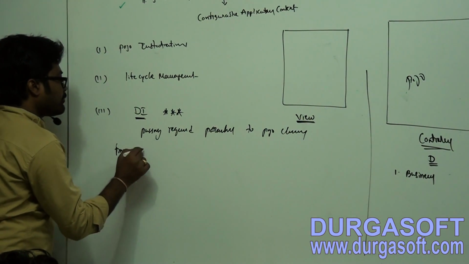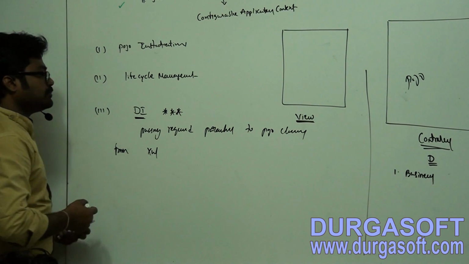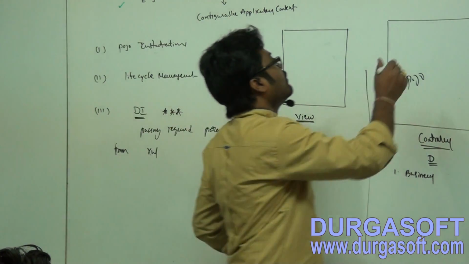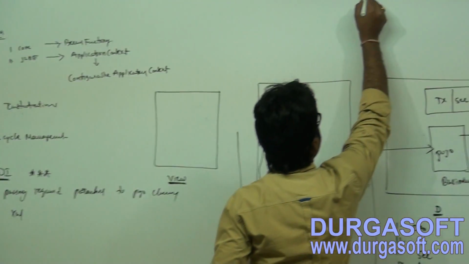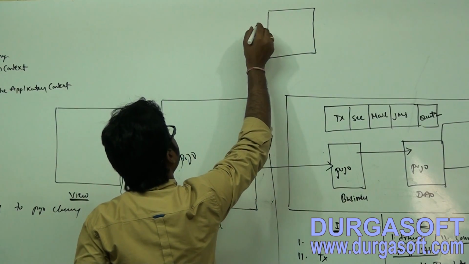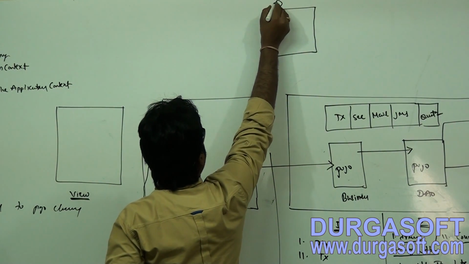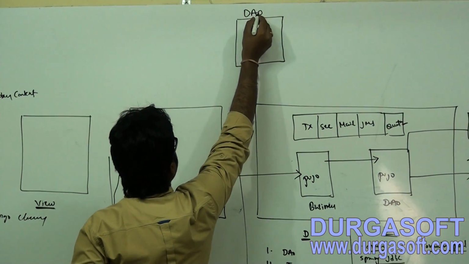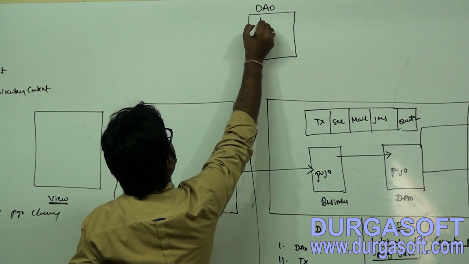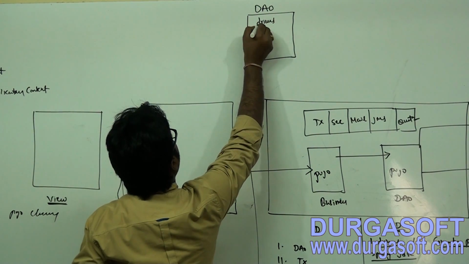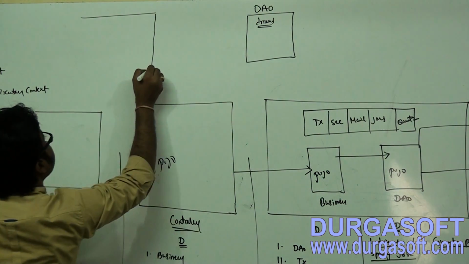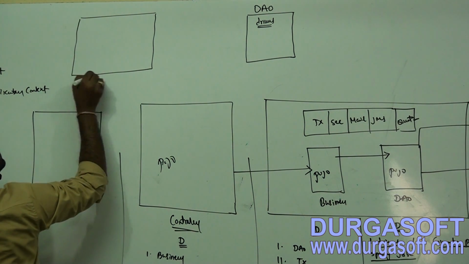from XML. Passing required parameters from an XML file to POJO classes. If you have a class here, like a DAO class, and in this DAO class you have a dependency of drivers, that drivers information you can pass through your XML document.